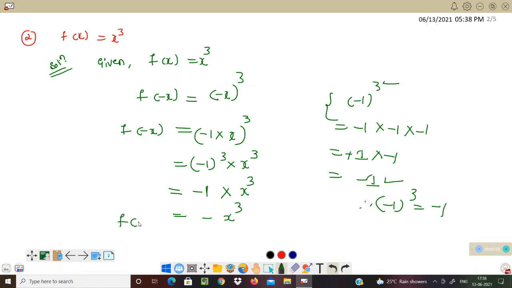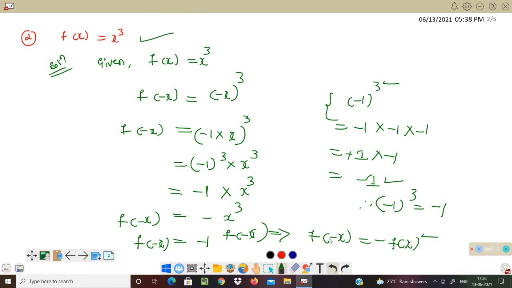So here the LHS is f of minus x. Then we know x cube is f of x. So f of minus x is in the form of minus of f of x. Yes, of course, our given function satisfies our definition.